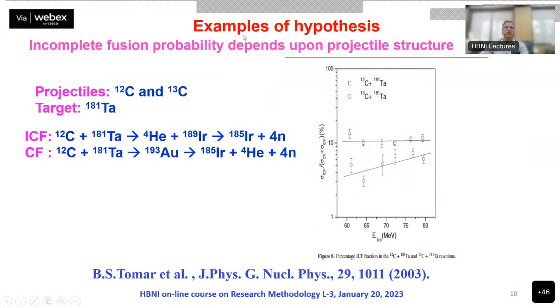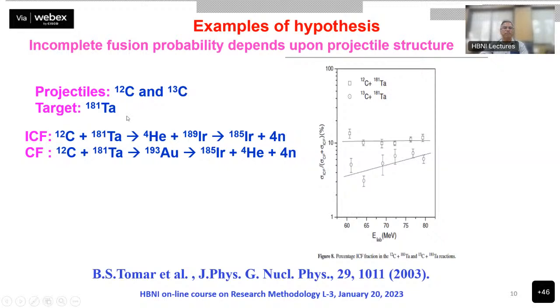Similarly, I will give you an example in nuclear physics, or you can say nuclear chemistry also. You have a process called incomplete fusion. A projectile and a target can fuse together by complete fusion, or they can undergo incomplete fusion. I have taken a projectile, carbon-12 and carbon-13. The structures are different, and that is why the projectile structure becomes a parameter.